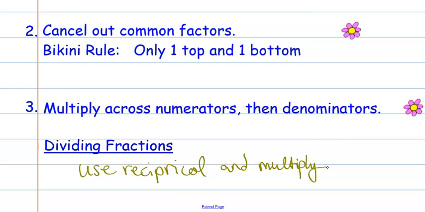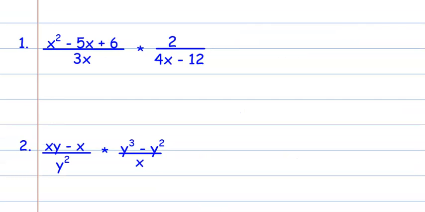Alright, let's try some. If that doesn't make sense to you, you'll see on the very first dividing one how simple it is. So the first couple are just multiplying. We're going to simplify if we can first. So this top one, 2 numbers that multiply to 6, so 3 and 2, both negative, will work great.